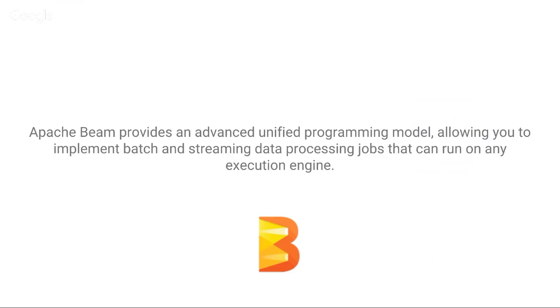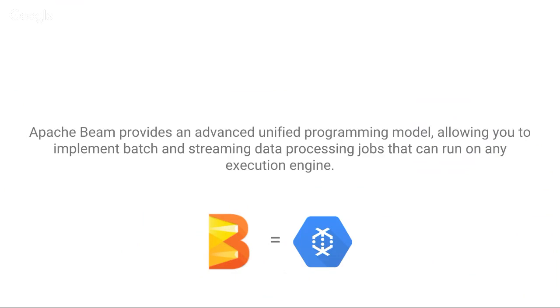Now, if we pulled the definition of what Apache Beam actually is, which once again is just Cloud Dataflow, from their website, you would get the following. Apache Beam provides an advanced unified programming model, allowing you to implement batch and streaming data processing jobs that can run on any execution engine. That is a lovely definition. I'm sure it's very precise and it means a lot to somebody. But it sounds like marketing speak, to be honest.